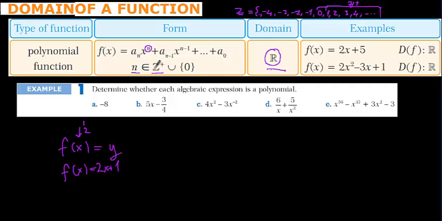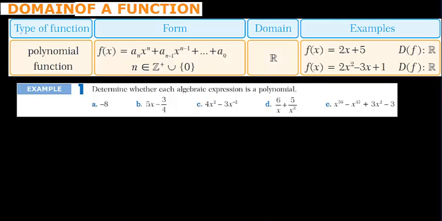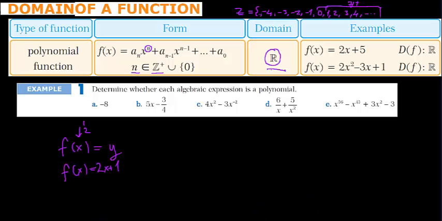Okay, so we are going to try to find whether the function is polynomial or not, to understand the domain of the function. Okay, now the function is here. There are different types of functions here, and I'm going to find whether each is polynomial or not. Now f(x) is equal to -8. Is it polynomial or not?